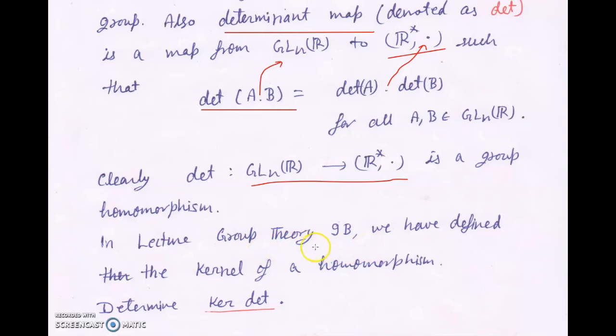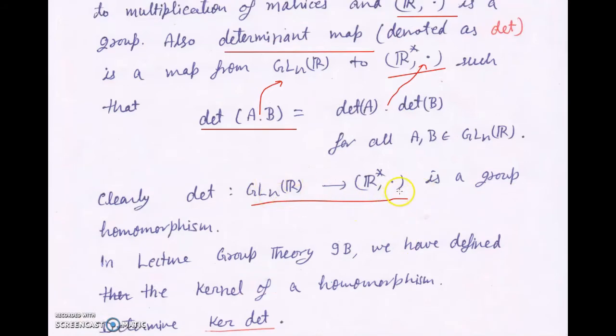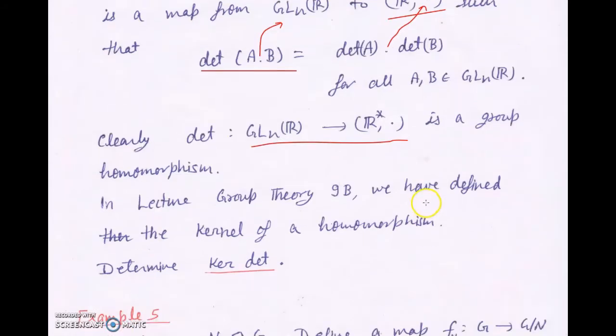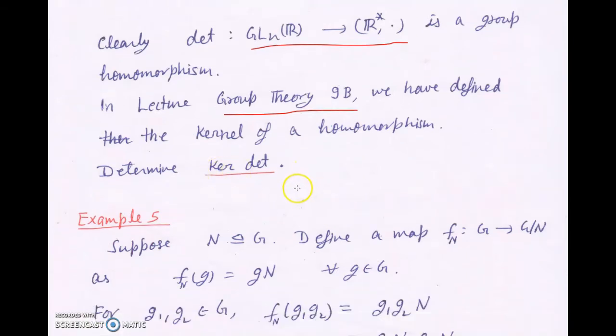Now in lecture group theory 9b, we have defined the kernel of a homomorphism. So I am leaving it as an exercise for you to determine the kernel of this determinant map. So the determinant map is an example of a group homomorphism, and as the kernel is defined in group theory lecture 9b, it is now your exercise to determine the kernel of the determinant map.